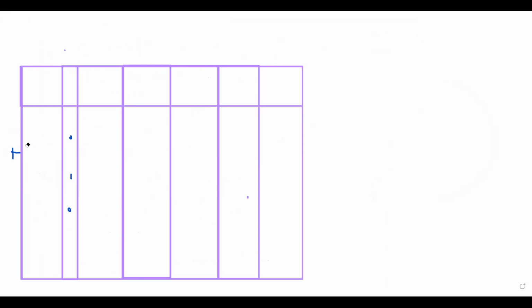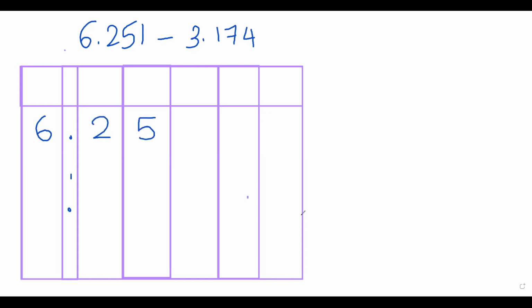Now, we have two decimal numbers and we're going to subtract them, like 6 and 251 minus 3 and 174. So here, what do we have? 6 and 251 minus 3 and 174. First of all, you need to arrange the numbers under each other in order to start subtracting.